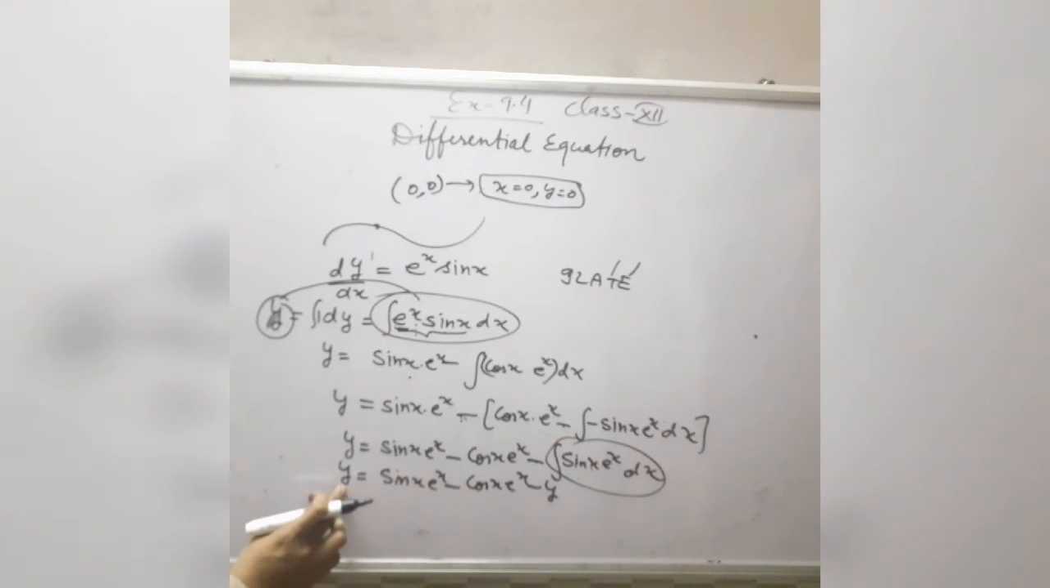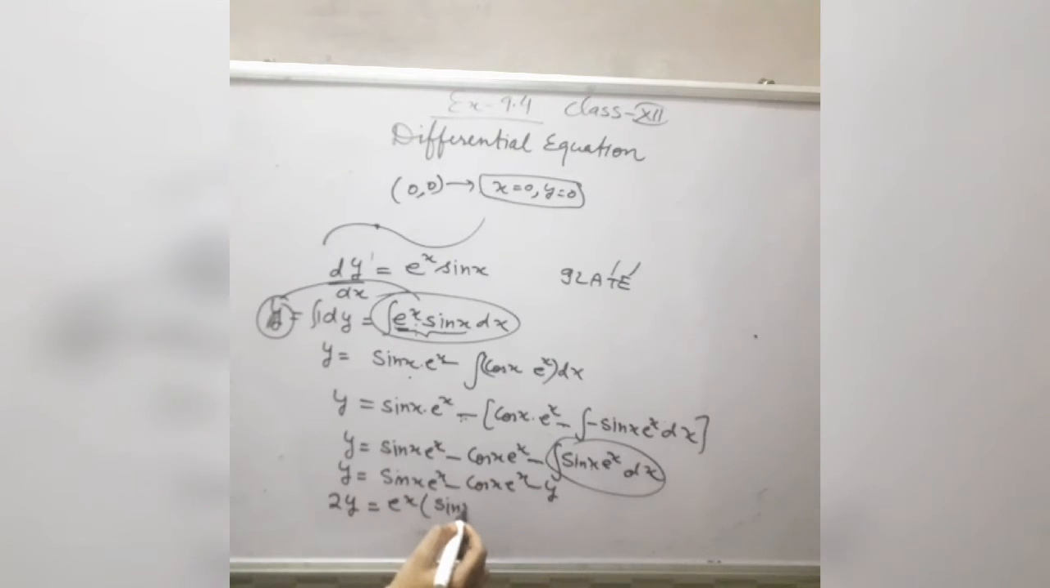Minus y comes on this side, y plus y becomes 2y. Then taking e raised to power x common, it becomes sin x minus cos x. So what is the value of y? y is equal to e raised to power x by 2 into sin x minus cos x, plus the integration constant c. You take the integration constant c on one side.